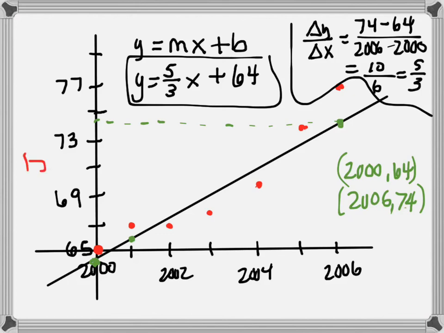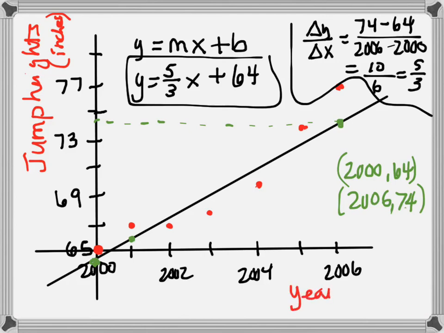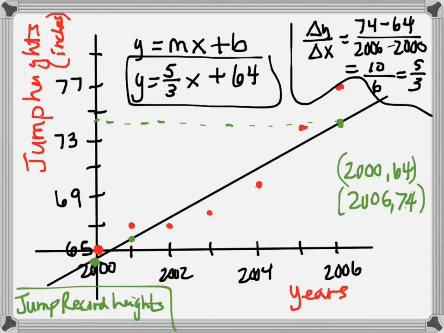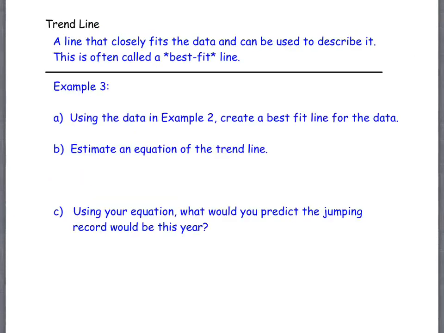So these are the jump heights. And you need to have the inches part in there somewhere. And then down here, like you said, this is years. And then your title, I'll put mine down here in the corner, is these are the jump record heights. Let's talk a little bit more about this equation now. We actually put all the titles and everything in, so we actually finished the graph. Let's talk about this equation.